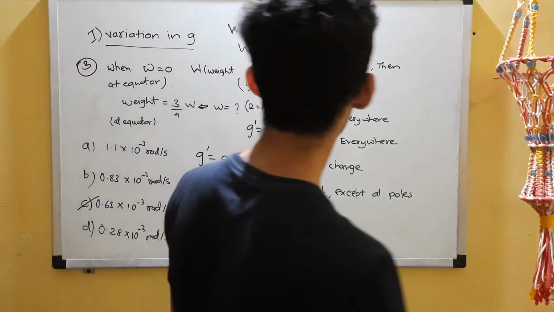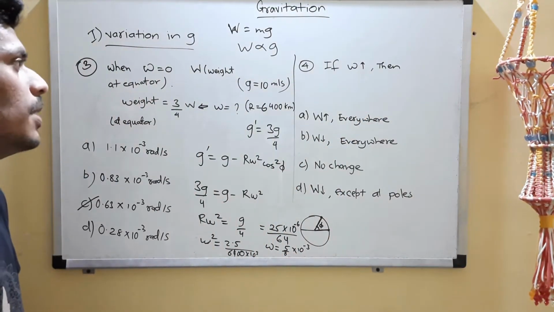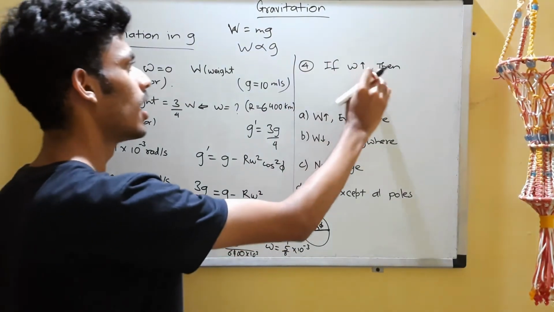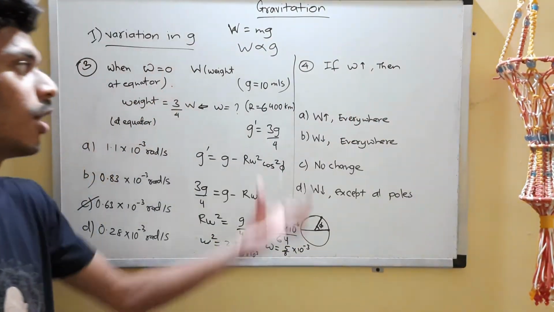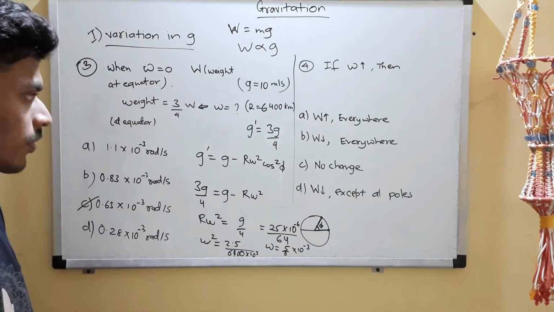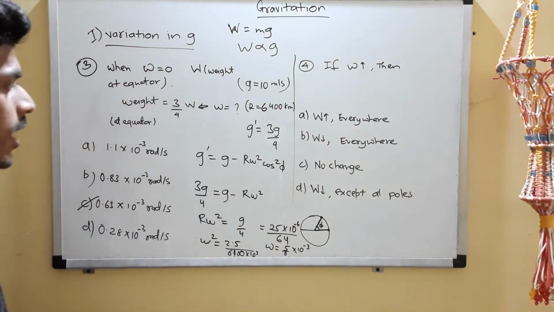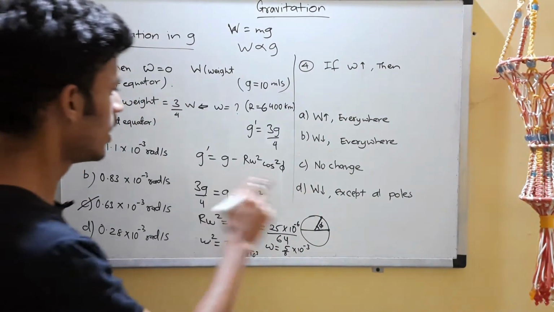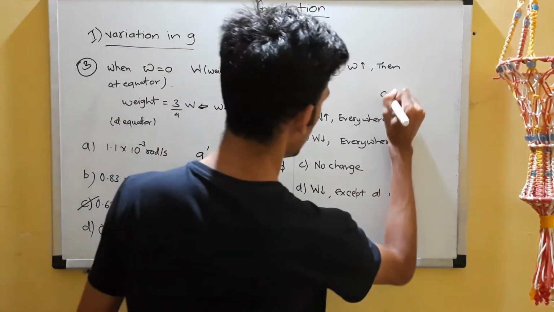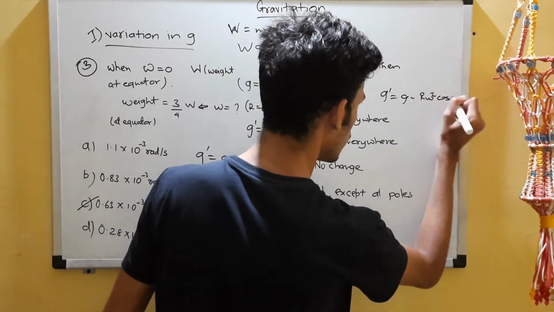Okay, please check it. Now coming to our next question, again it's based on the very same concept. So if omega increases, then you are supposed to tell what will happen to the weight of an object. Will it increase everywhere, decrease everywhere? That is what you have to tell. You can easily see by this relation, g dash equals g minus r omega square cos square phi.